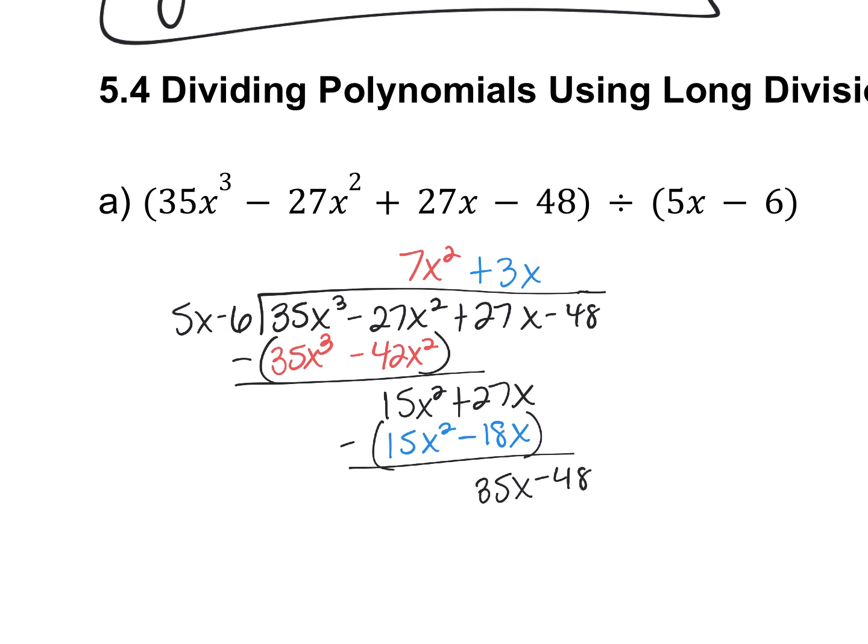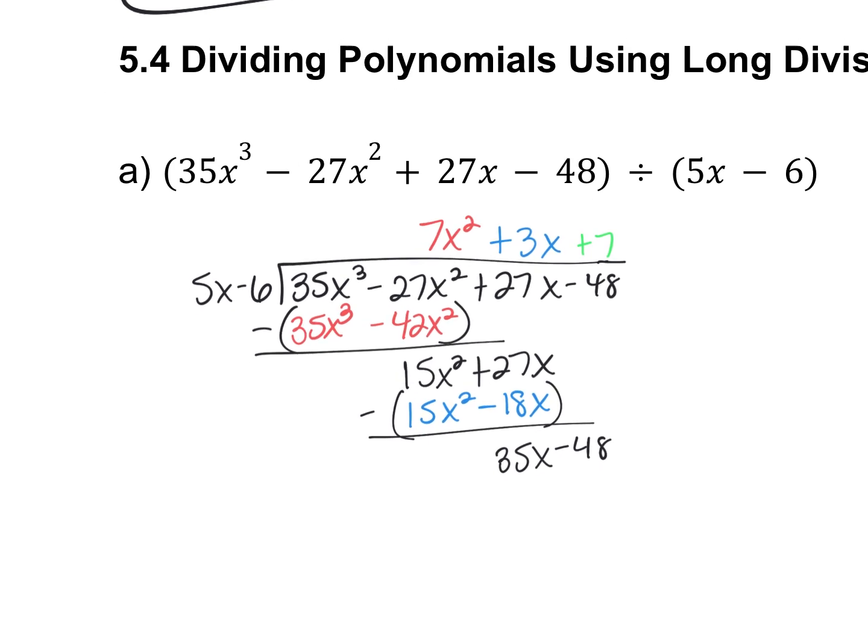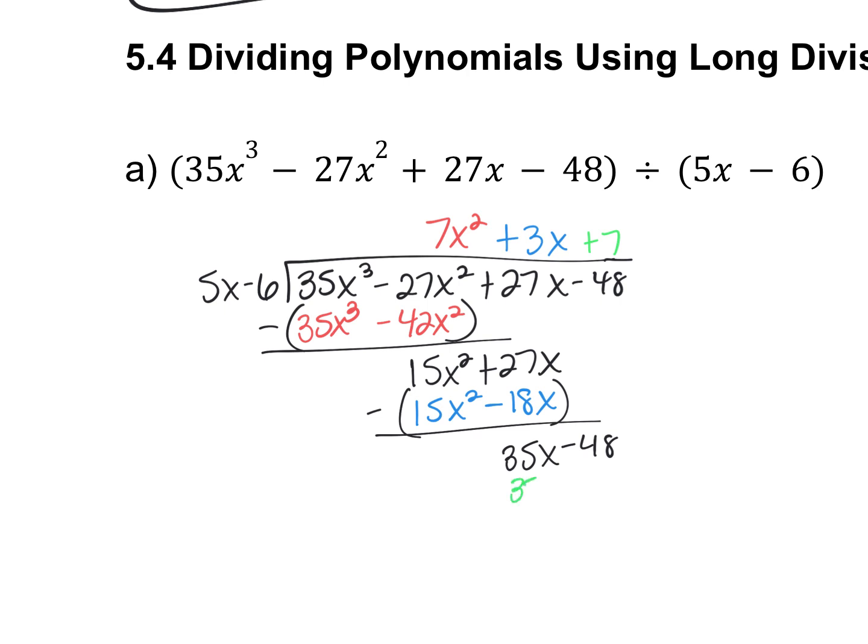And then the last one, 5x times what gives you 35x, getting tired, is 7. Multiply it back, you have 35x minus 42. Subtract them, and you end up with, what would that be? Because it's plus positive, so negative 6. So there's a couple different ways to write it. One of them is plus negative 6 over 5x minus 6. This would be your answer.